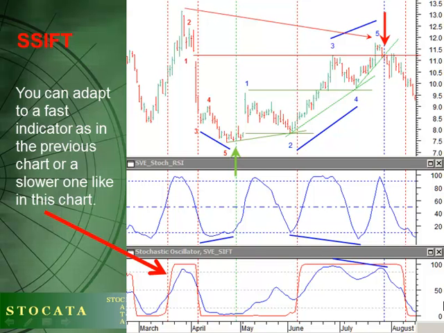We have a lot of good technical reasons why we should open a long position at the green arrow. A few bars later, price gaps up, making the top of wave 1, reacting down for wave 2 to the support of the low side of the previous gap. Wave 3 is started from this support and a low in SRSI, followed by an up move of SSIFT.